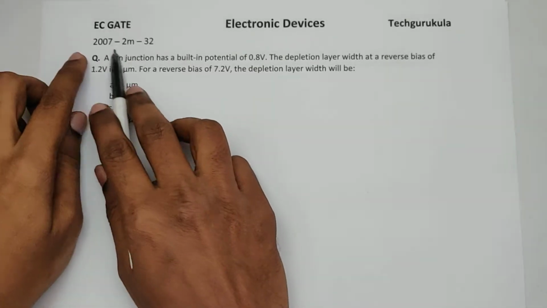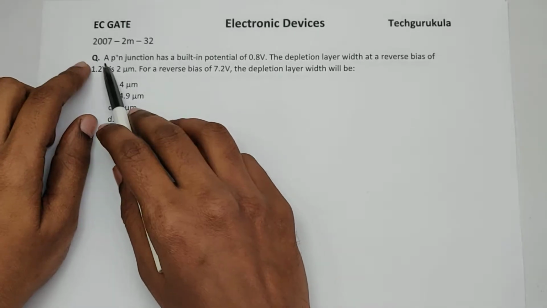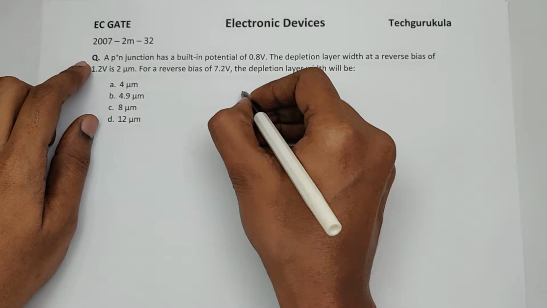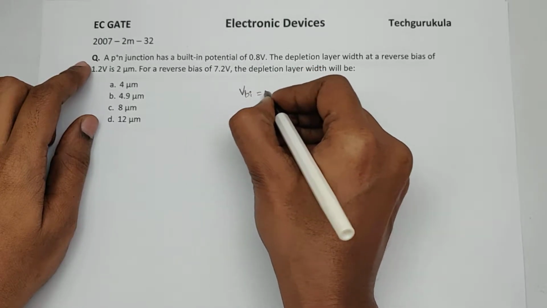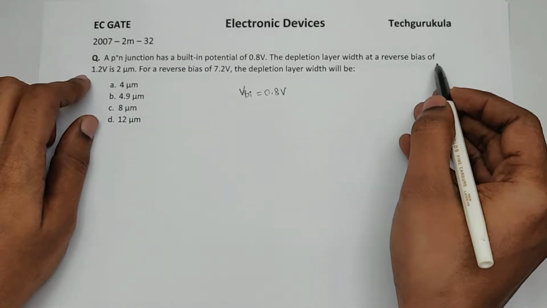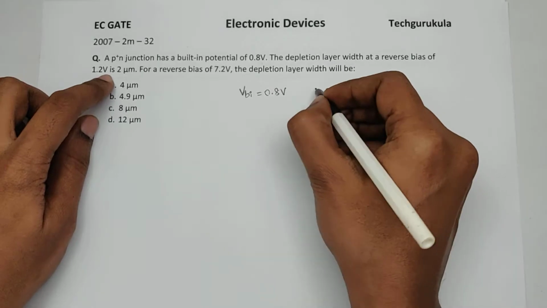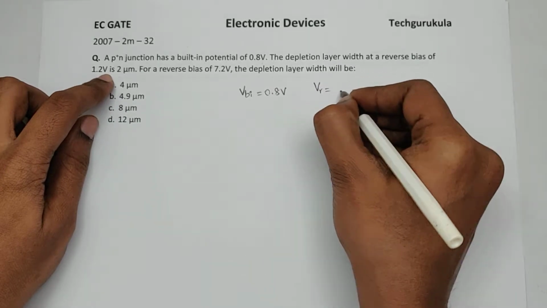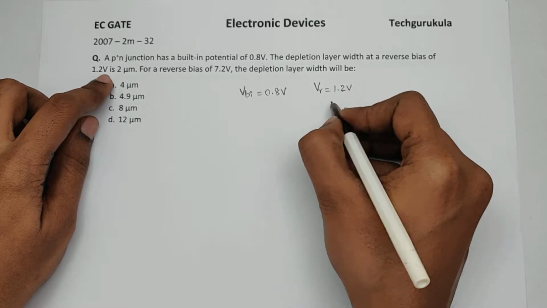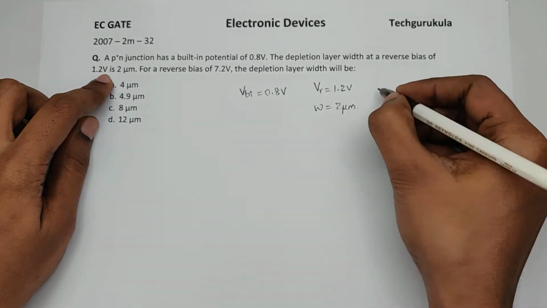This question came in 2007 for 2 marks for EC GATE. Let's read the question. The P plus N junction has a built-in potential of 0.8 volts. So VBI, the built-in potential, is already given, that is 0.8 volts. The depletion layer width at a reverse bias of 1.2 volts is 2 micrometers.